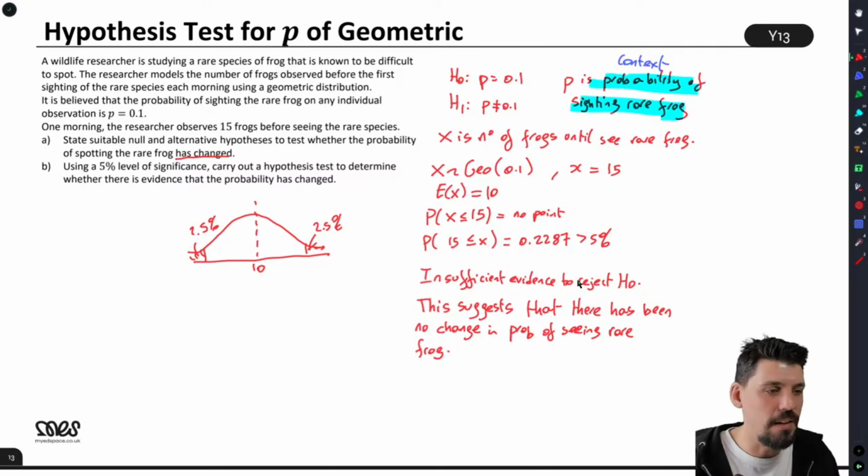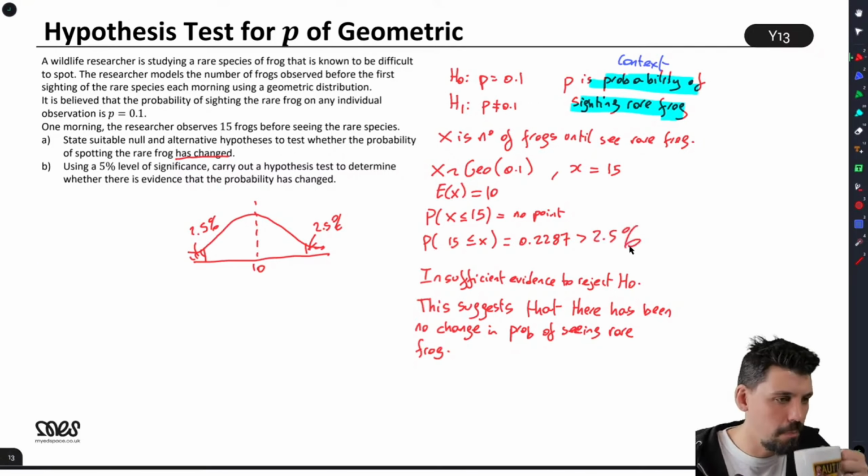Sorry, it should be 2.5%. Someone's still on the stats. So Snuffler, it is 2.5%. You're absolutely right. Absolutely.